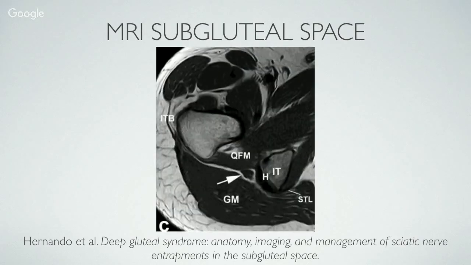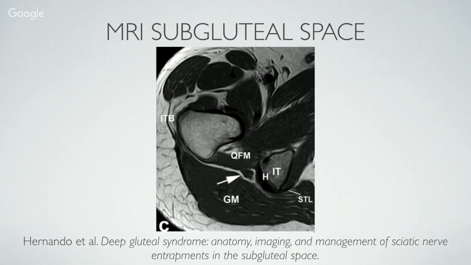Even more inferior, now at the level of the quadratus femoris, you can see the quadratus femoris marked with QFM, the ischial tuberosity along with the hamstring tendon origin there, the gluteus maximus, and then the sacrotuberous ligament, which runs right here.